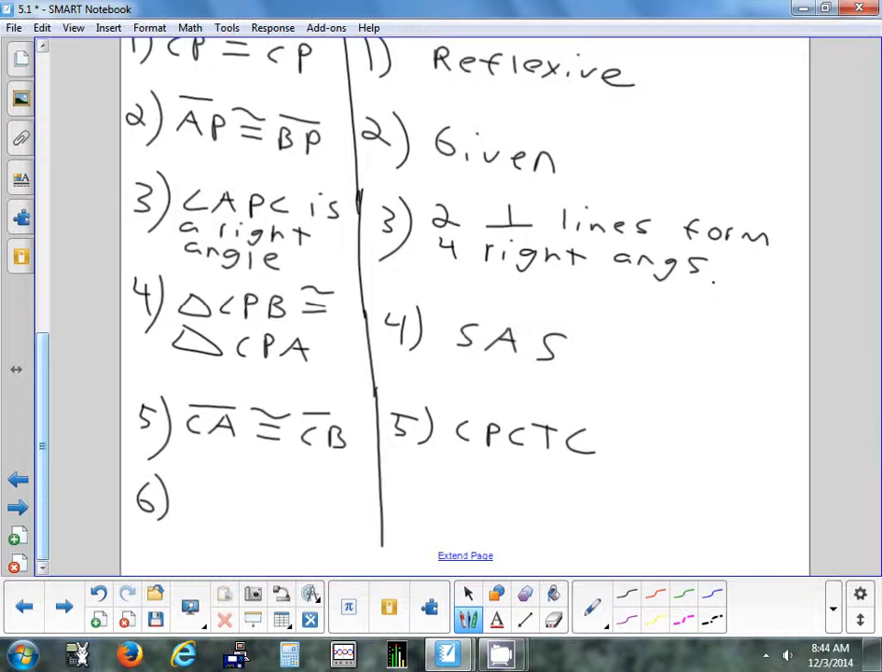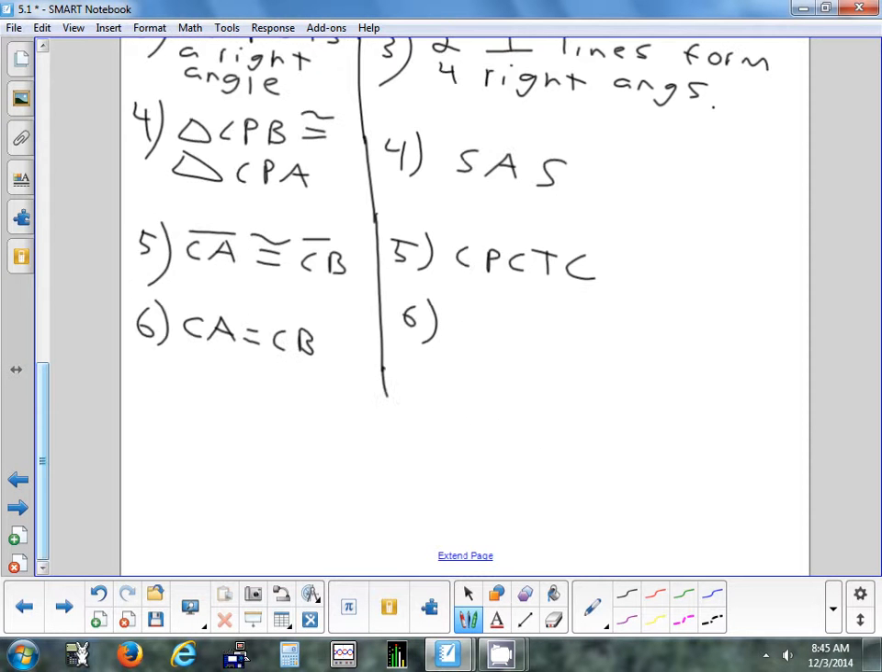And if 2 segments are congruent, what does that mean by definition? Their measures are equal. Then the measures are equal. Okay, and that's the definition of congruent segments.